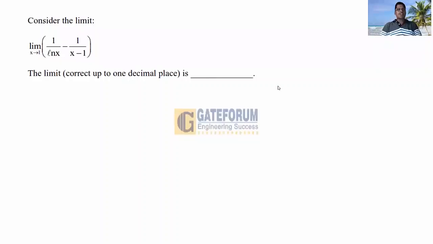The question is, consider the limit as x tends to 1 of 1 by log x minus 1 by x minus 1. The limit, correct up to one decimal place, is. This question is from engineering mathematics, from the topic calculus, subtopic limits. The solution is GATE 2021.